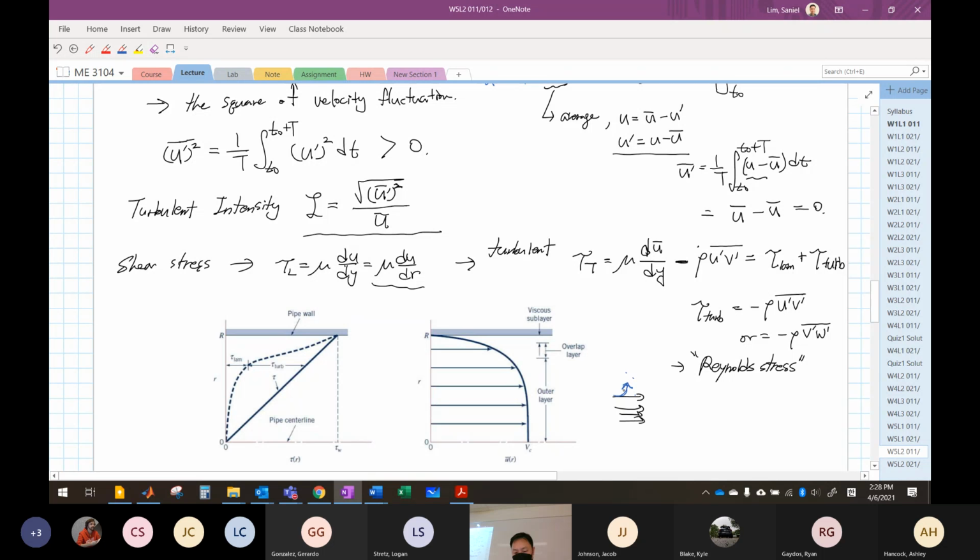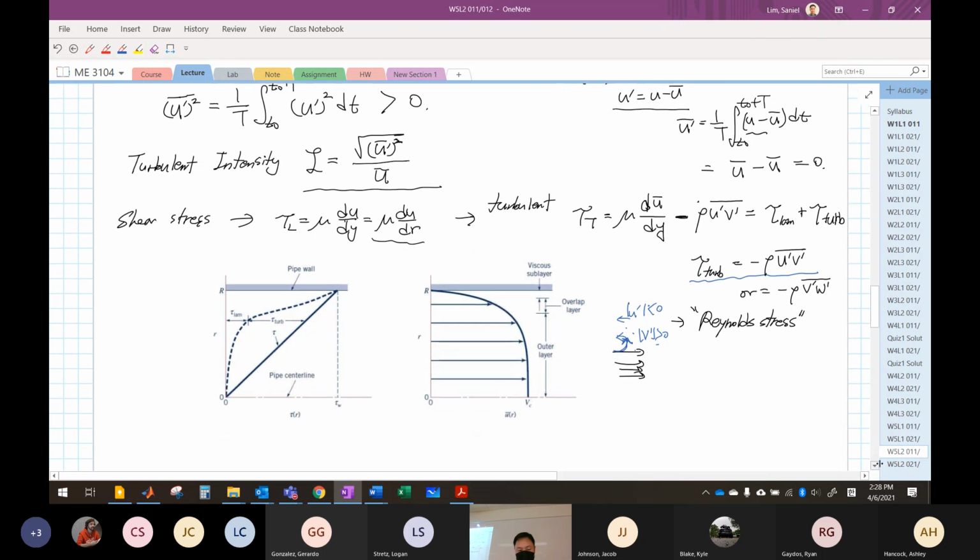So let's just move a little bit more. U prime is going to be negative and the V prime is positive. So mostly you have an opposite direction for these components. That's why we have a negative sign here. Then this whole thing is going to be mostly positive. All right, so you have more shear stress in turbulent flow.